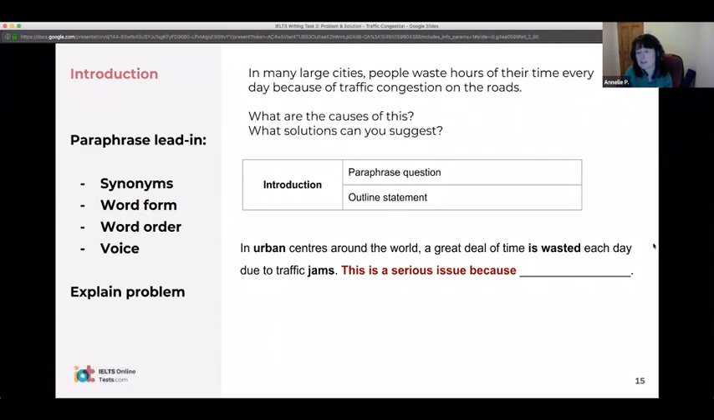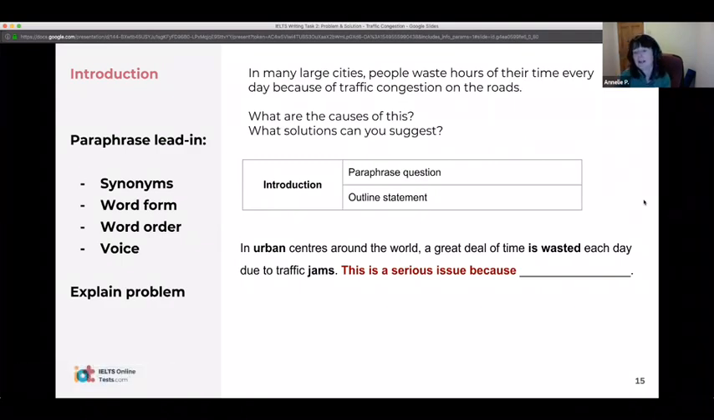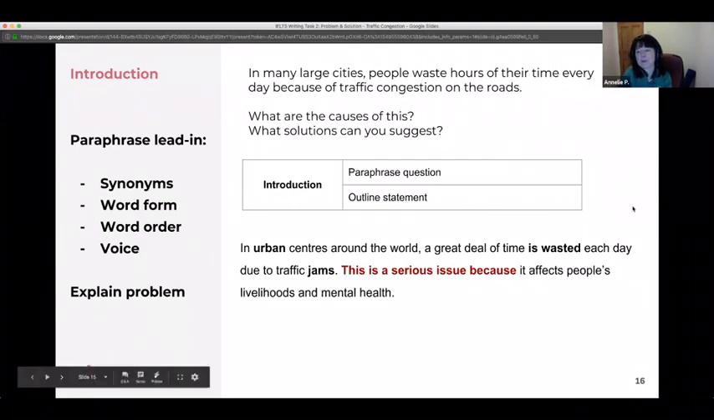This is a serious issue because it consumes most of our time. People get too late and miss important meetings. Yeah. It results in a loss of productivity, Ram. Very nice. It causes a lot of delays, Malik. People get frustrated, Jordana. Very good. Yeah. So we put, it affects people's livelihoods and mental health. So Raoul, you're talking about stress levels, similar kind of thing. Very, very good. Okay. And then finally, we're going to do the outline statement.